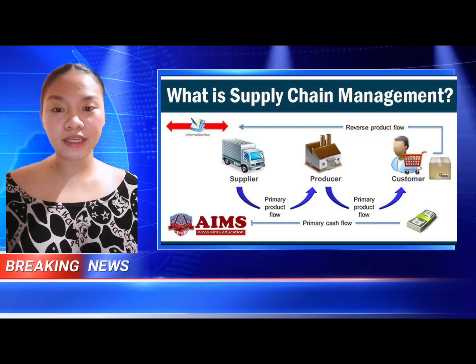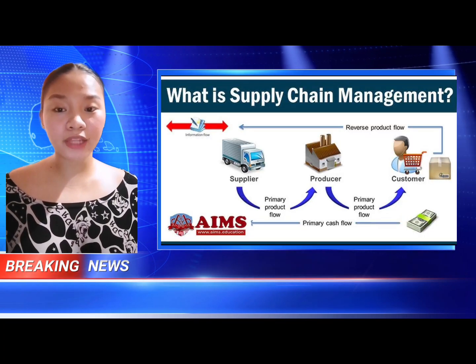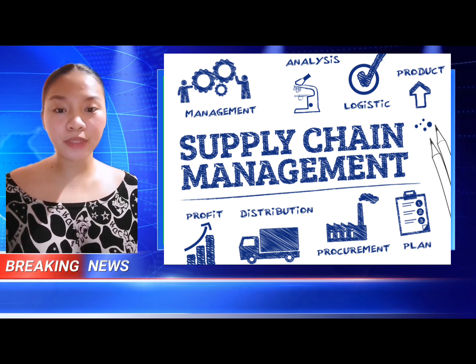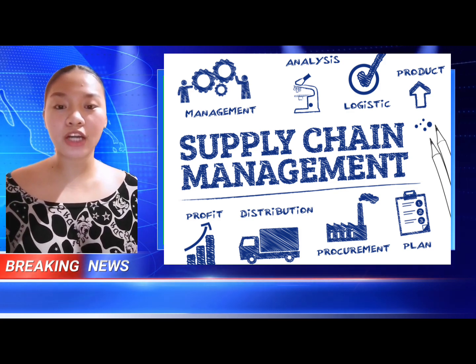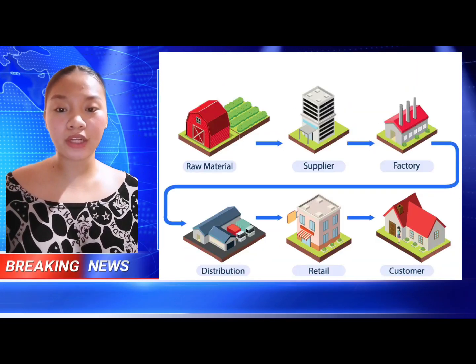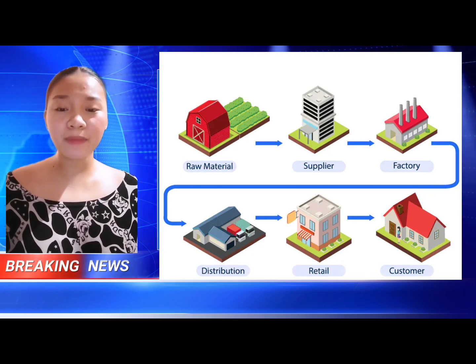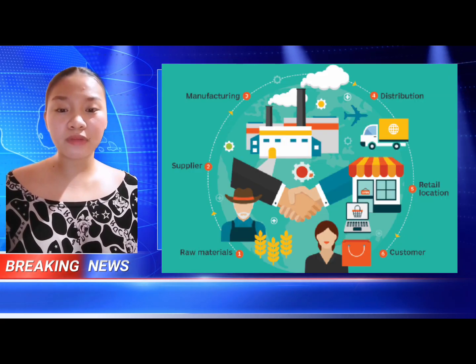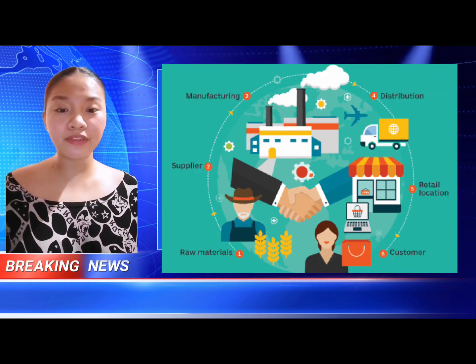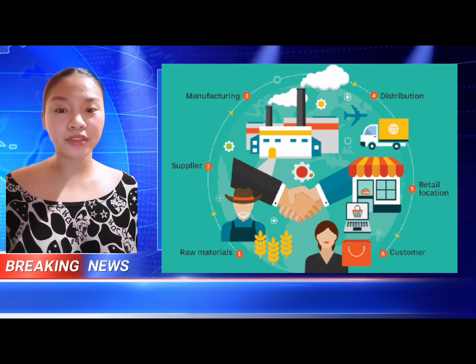What is supply chain? A supply chain refers to the network of organizations, people, and activities involved in the production and delivery of a product or service. It encompasses the entire process, from sourcing raw materials to delivering the final product to the end customer.